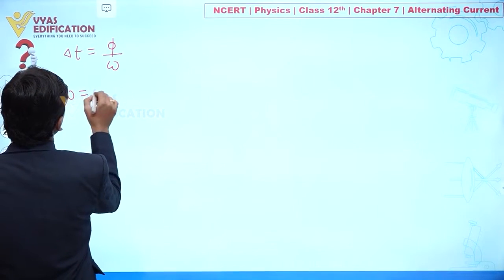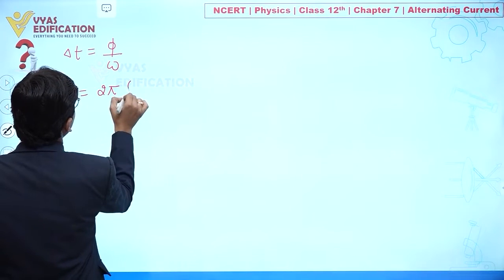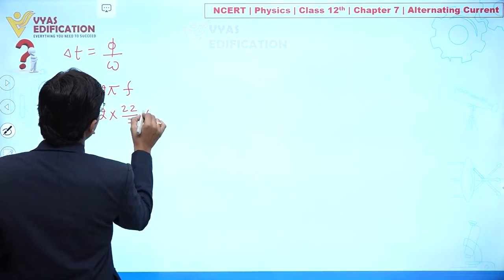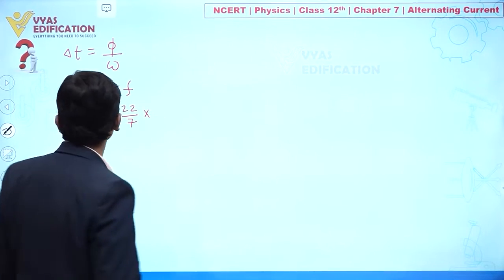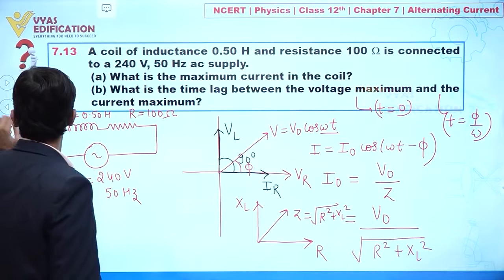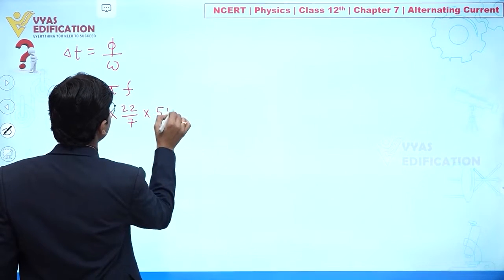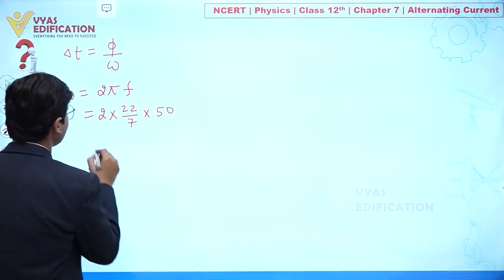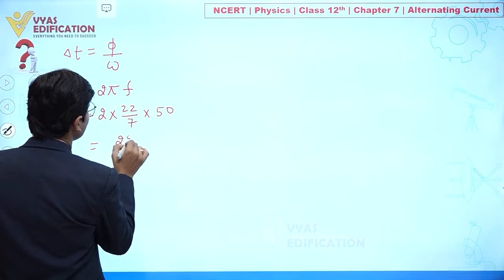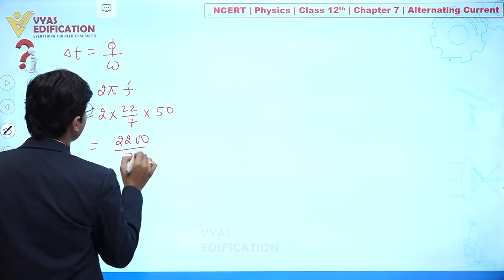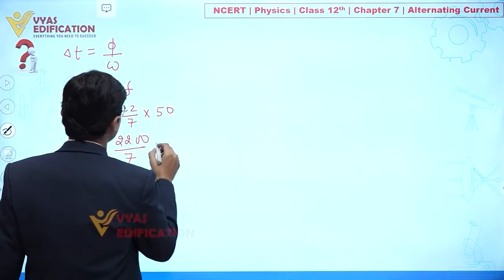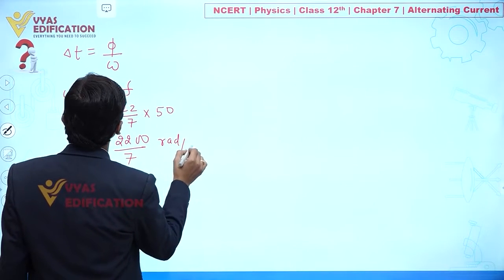Omega is given by 2 pi f. 2, I can say this is 22 by 7. And what about frequency? Frequency is 50 Hertz, so this is multiplied with 50. So from here we can write this as 2200 divided by 7. So this value we are getting in radian per second.